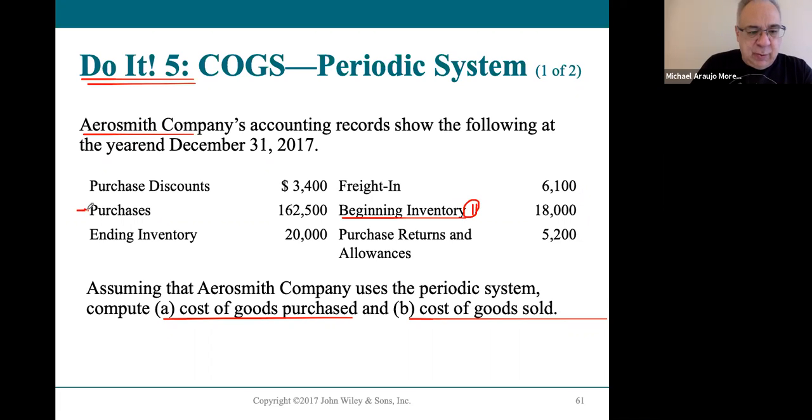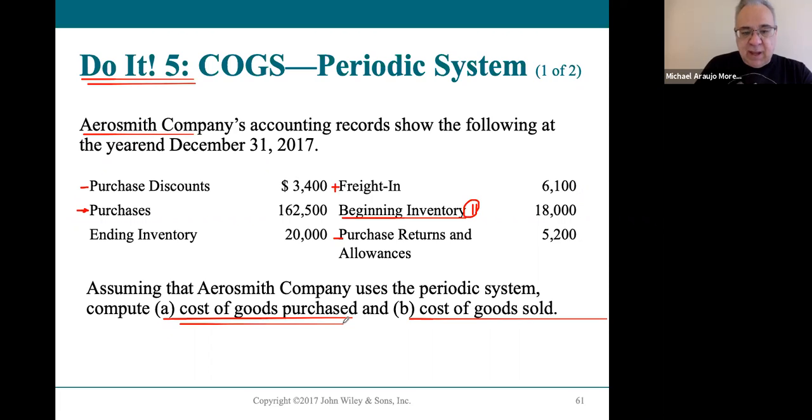You're going to start out with the purchases that you made. You're going to subtract out the returns and allowances. You're going to subtract out the purchase discounts, and you're going to add in the freight. And that's going to give you the cost of the purchases. Total those two numbers up. And that's the cost of goods purchased.